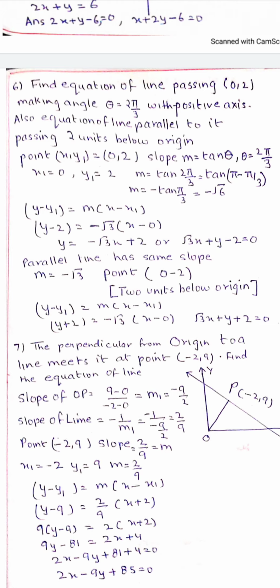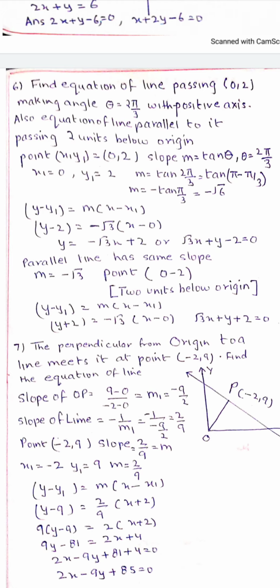Slope m is equal to tan theta. Theta is equal to 2 pi by 3. x1 is 0, y1 is 2. m is equal to tan 2 pi by 3, that is tan(pi minus pi by 3). In the second quadrant tan is negative, so m is minus tan pi by 3, which is equal to minus root 3.